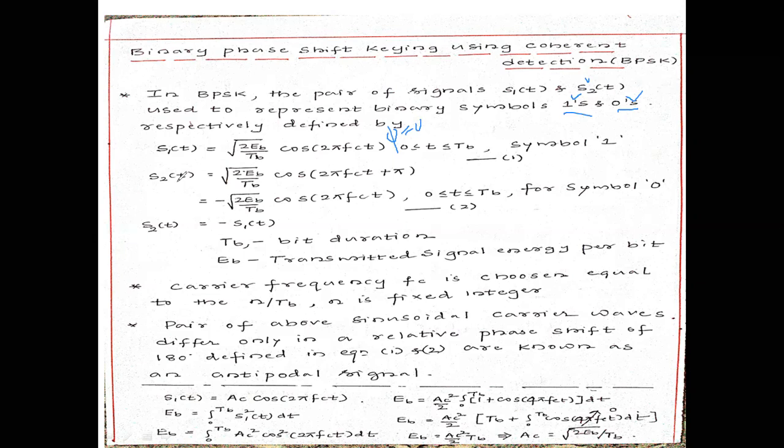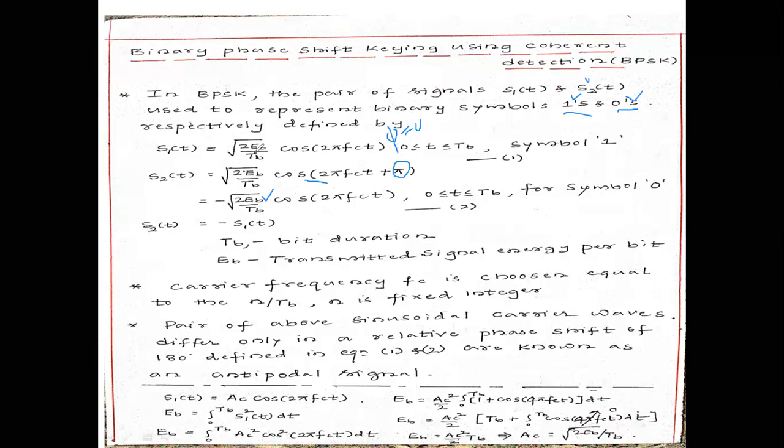And S2 of t is the signal used to represent the binary symbol 0. Means for 0 there should be a 180-degree phase shift in the carrier signal, and here you can observe there is a 180-degree phase shift in this carrier, right? So cos of 2 pi fct plus pi, 180 degrees, gives minus cos 2 pi fct, along with square root of 2Eb by Tb, and this one is for the amplitude Ac, right? So definitely you'll have some doubts. How could this be written in place of Ac, right?